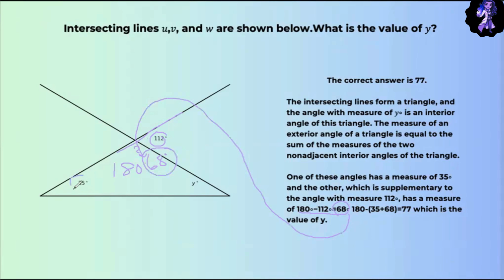We also have 35 degrees, and we know that this is a triangle. So we can add these two values together, 35 and 68, and subtract from 180 degrees to find that third angle. So you can say 180 minus (35 plus 68), and that will give you 77, which is the value of y.